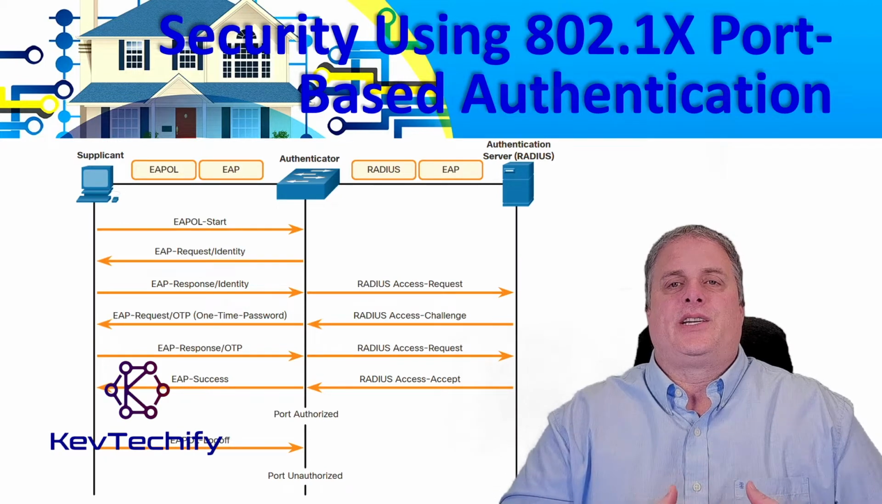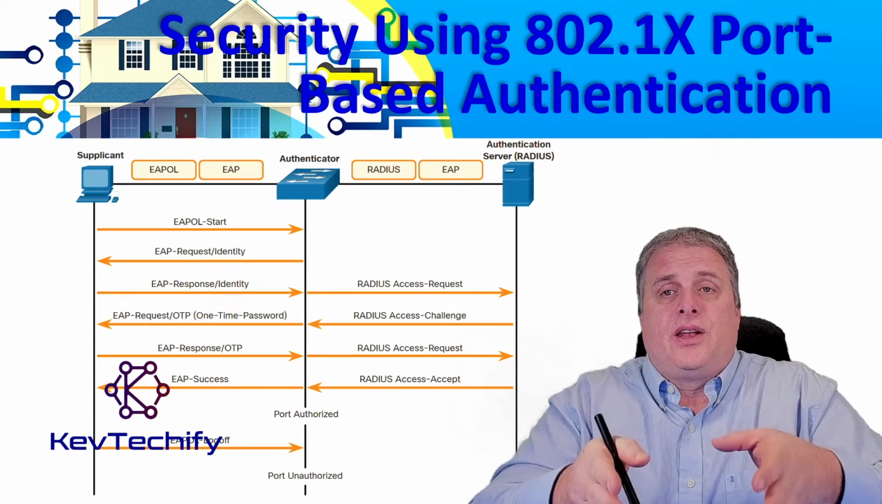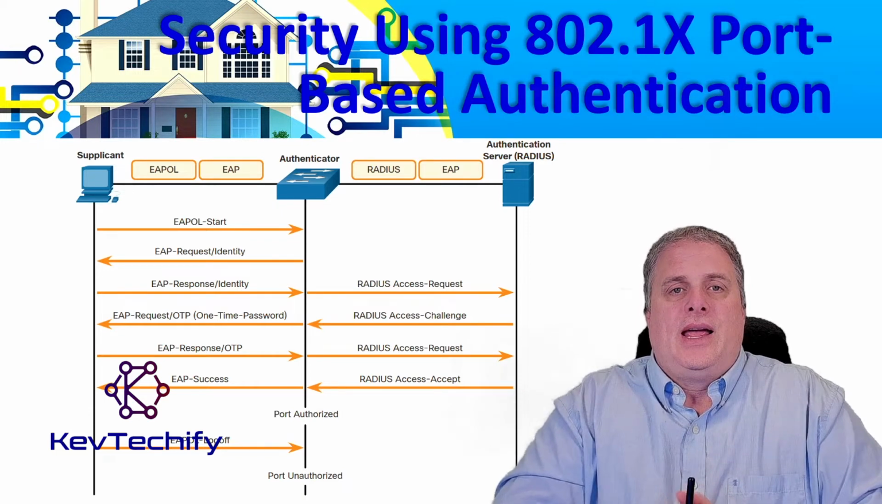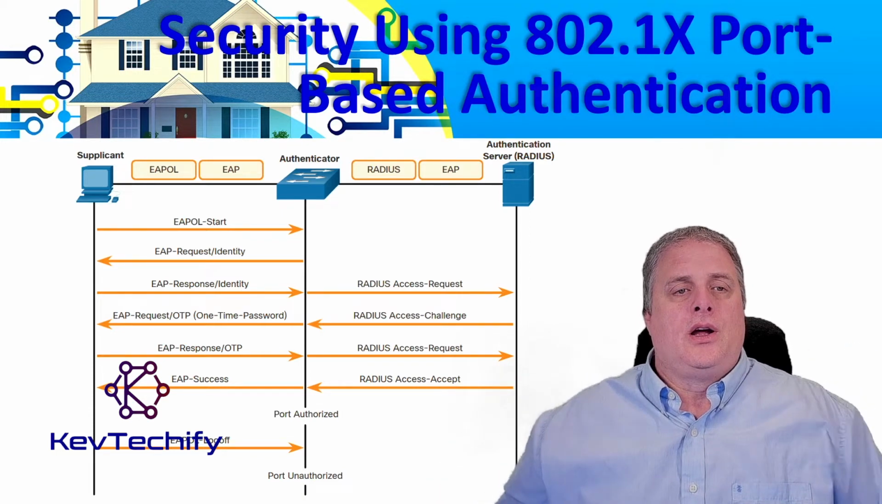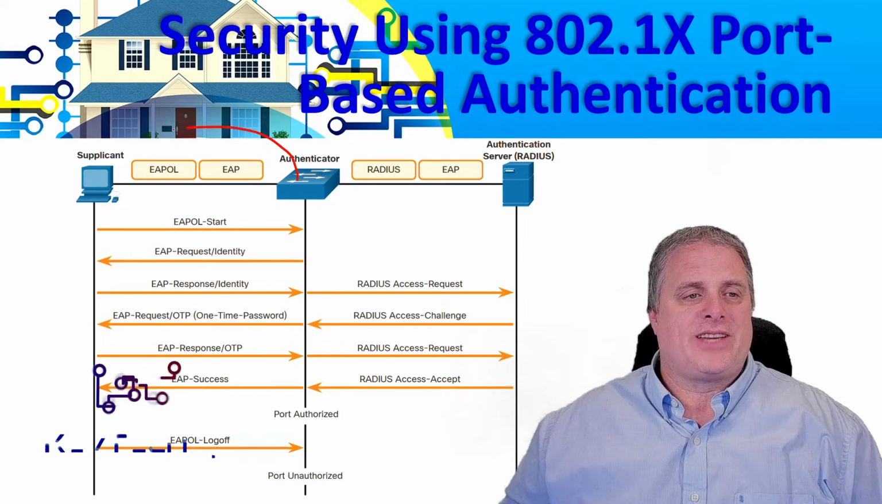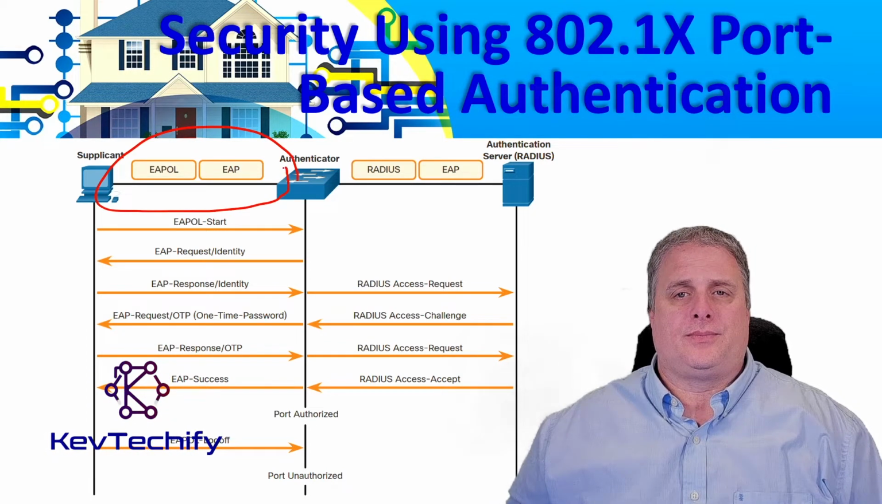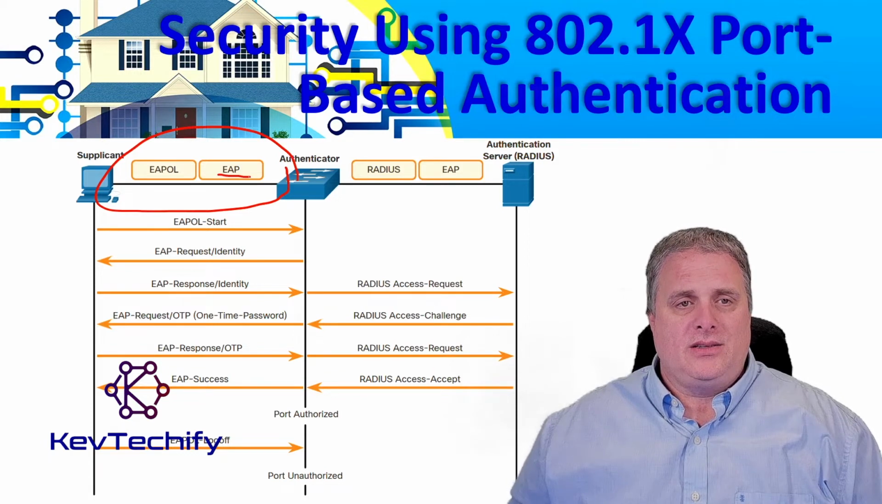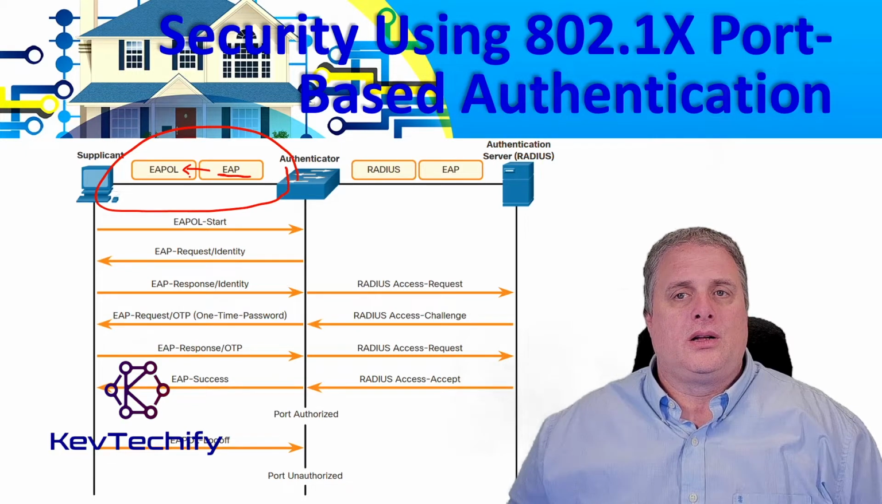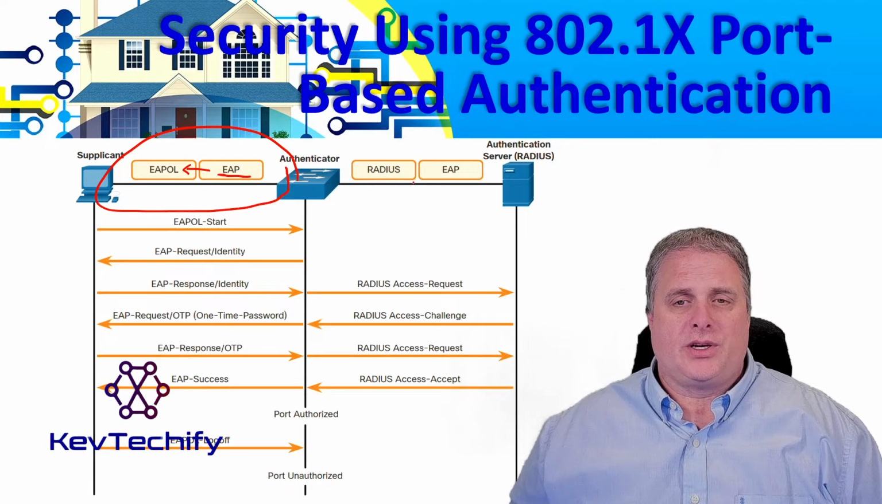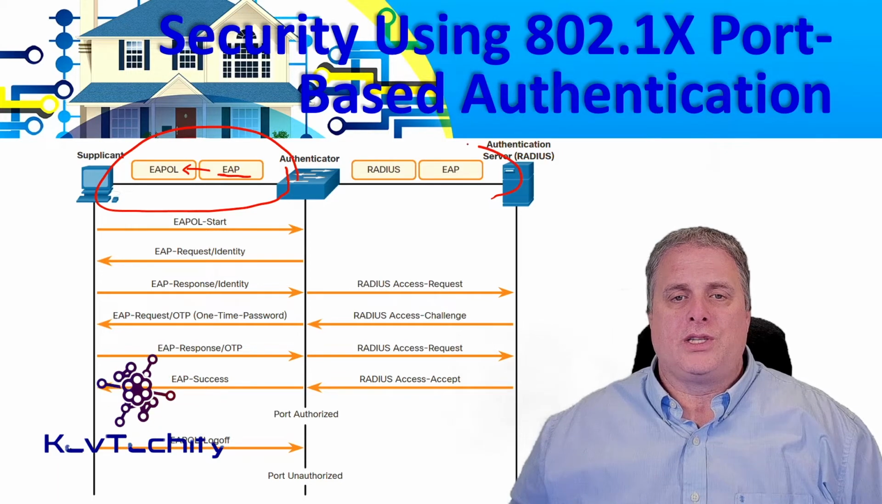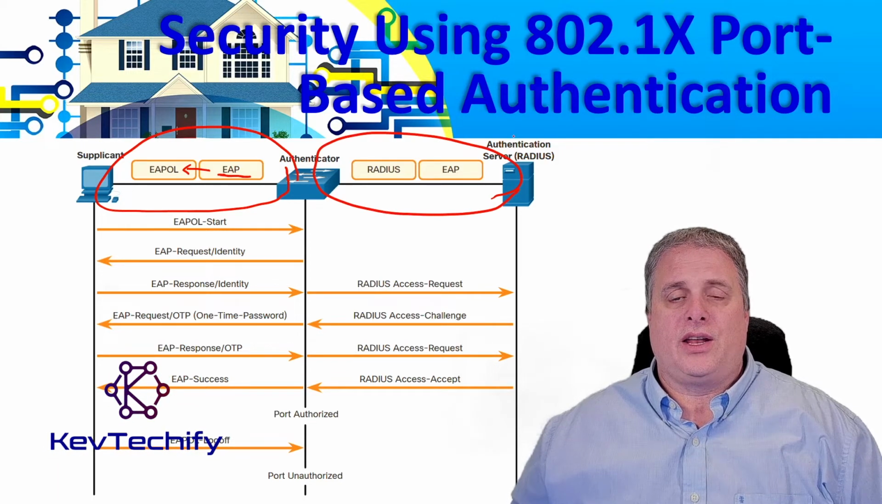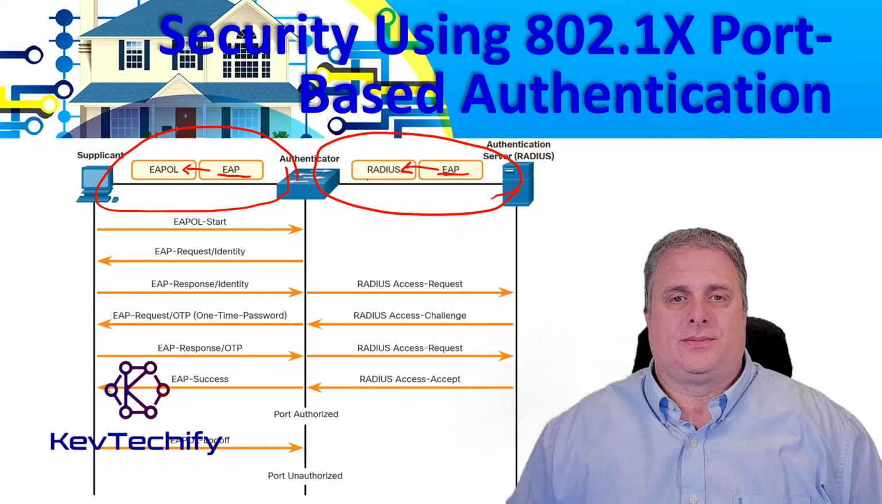Here's the complete message exchange between the supplicant, the authenticator, and the authentication server. Encapsulation happens twice here. First, encapsulation happens between the supplicant and the authenticator. Our EAP data here is encapsulated using our EAPOL frames. So that's our first encapsulation. The second encapsulation, once again, is right here between the authenticator and the authentication server. This is our EAP data again, and we encapsulate it using RADIUS.